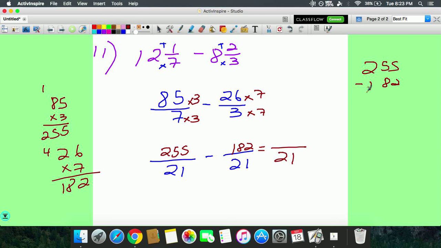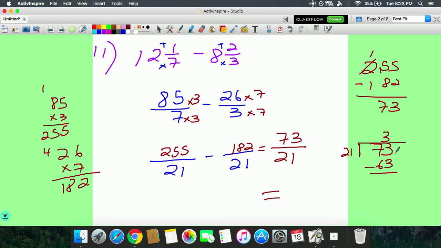And then 255 minus 182 is 3. Borrow 1, 15, 7, 3, and 73. It's an improper. You got to change that to a mixed number. How many times can 21 go into 73? And again, you might divide this. 21 goes into 73, I think, 3 times. 3 times 1 is 3. 3 times 2 is 6. Subtract. 3 minus 3 is 0. 7 minus 6 is 1. So that's how much left over. So it's 3 times 21 going into 73. How many left over? 10 out of 21.